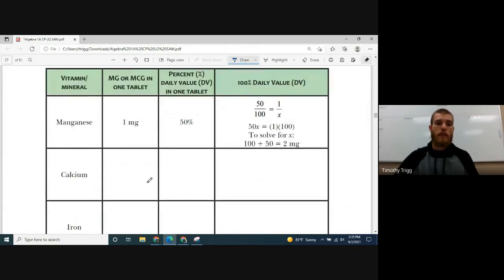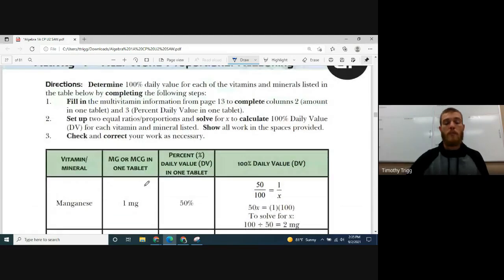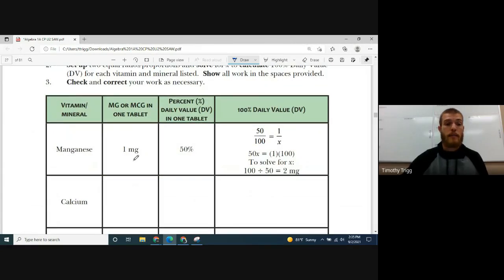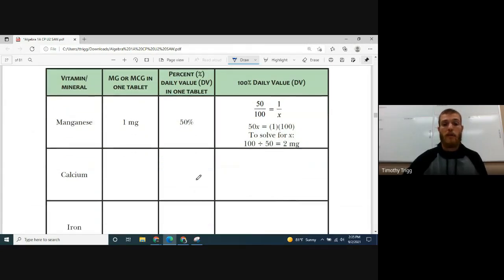Let's go ahead and try solving this one here. We're going to be using that chart from a couple pages ago, and we're going to be filling this out. The amount of milligrams in one tablet, the percent daily value, and the 100% daily value is where we solve as a proportion.